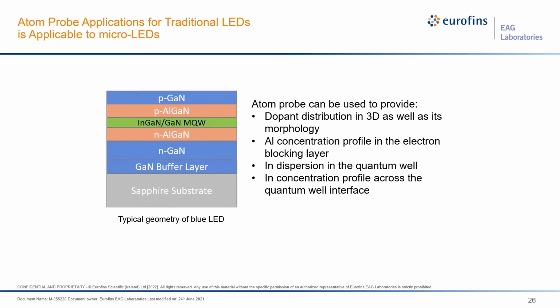In this case, we're going to look at this kind of epi structure here, and the atom probe can be used to provide dopant distribution in 3 dimensions as well as morphology. We get to understand a little bit about the aluminum concentration in the blocking layer. We can then also look at indium dispersion in the quantum well, as well as the indium concentration across the quantum well interfaces themselves.